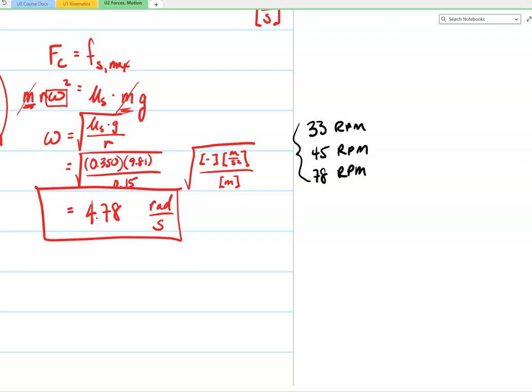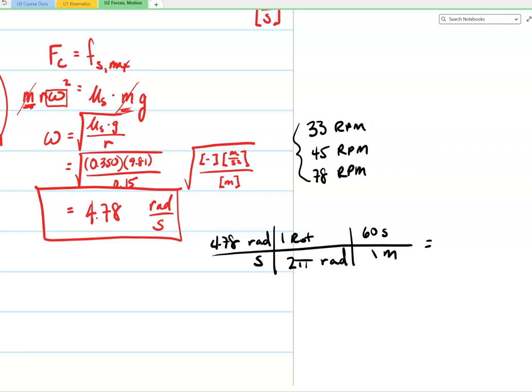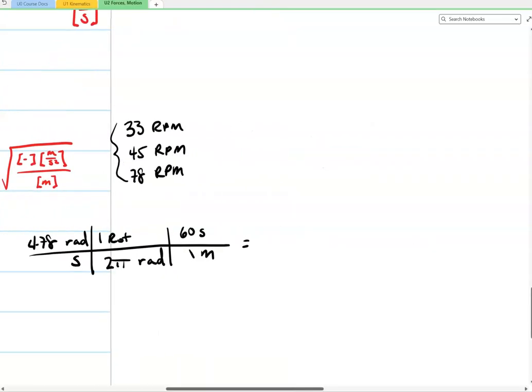If we're traveling at 4.78 radians per second, and then convert this, we've got 2 pi radians per rotation, and then we have 60 seconds per minute. If we use this T-chart to convert, that comes out to be 45.6688 rotations per minute, or RPM.